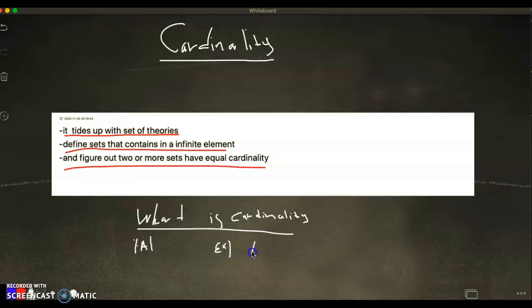Let's say the set A is equal to the elements 1, 2, 3. Then the cardinality of A is going to be 3, because there are 3 elements within the set.